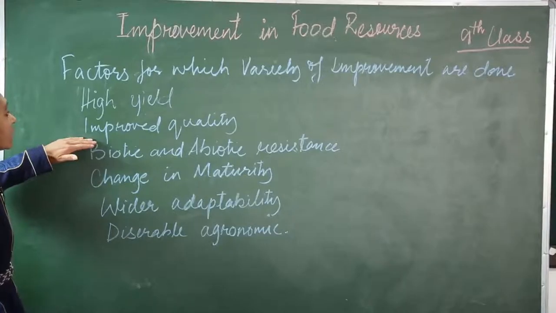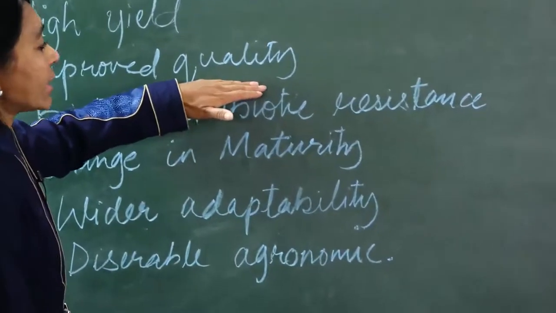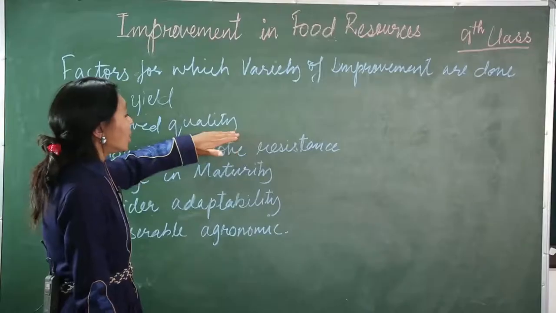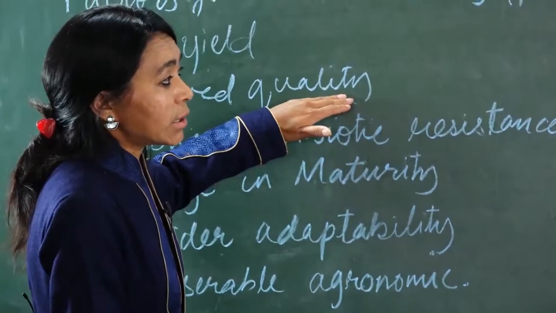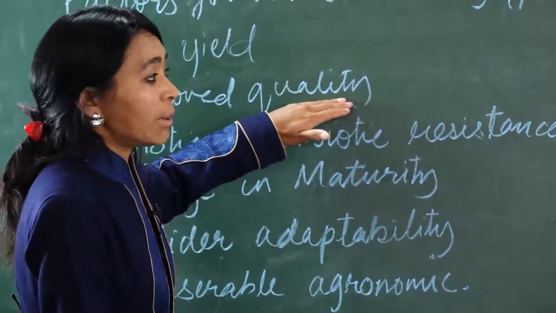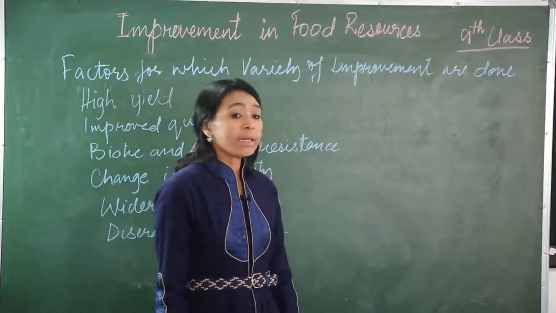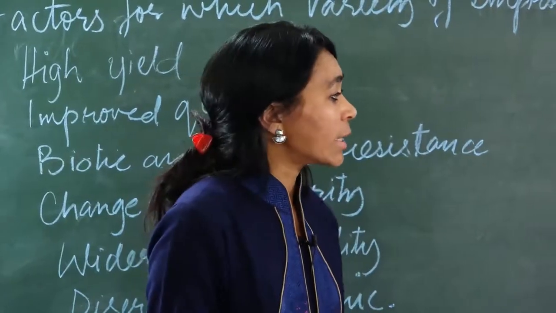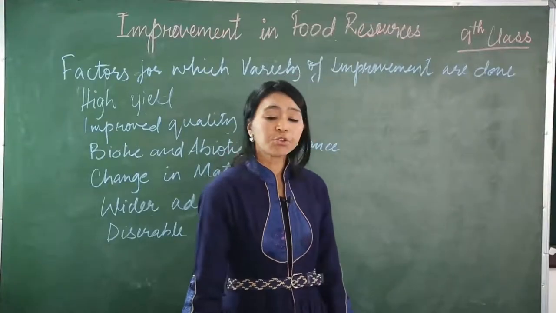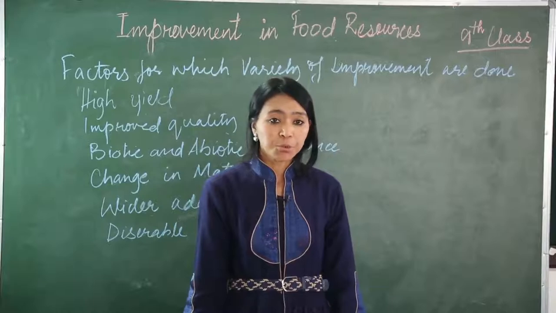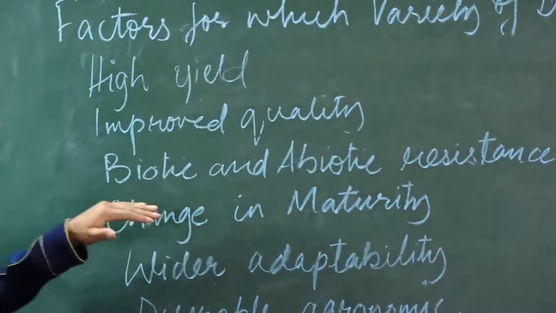And the quality of that variety should be improved, meaning the quality of the variety being produced is very good. If we see wheat or barley or pulses, wheat should have a good baking quality. And in the case of pulses or oilseeds, it should produce a good quality of oil. And in the case of pulses, they should contain more proteins. Like this, they have quality in this new variety.